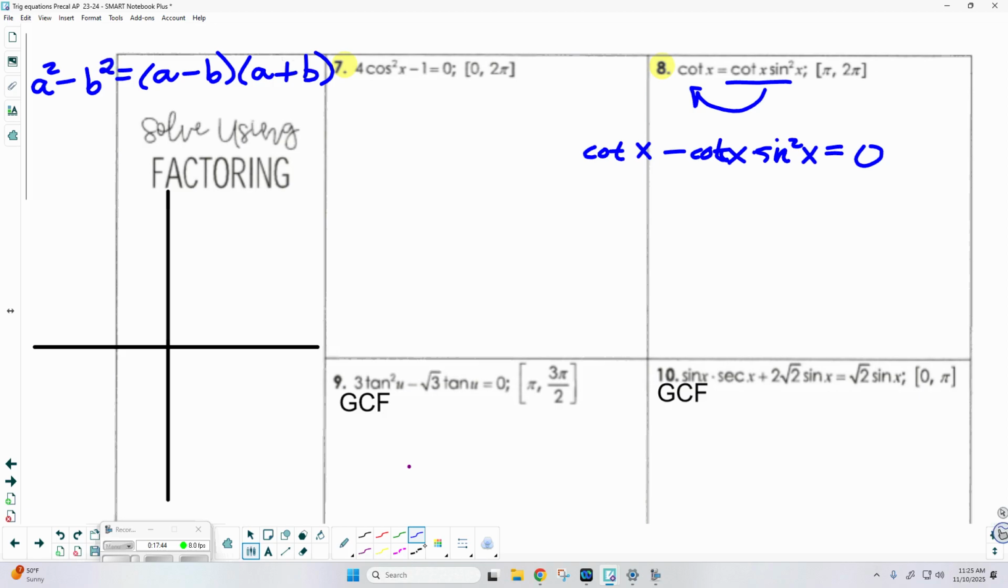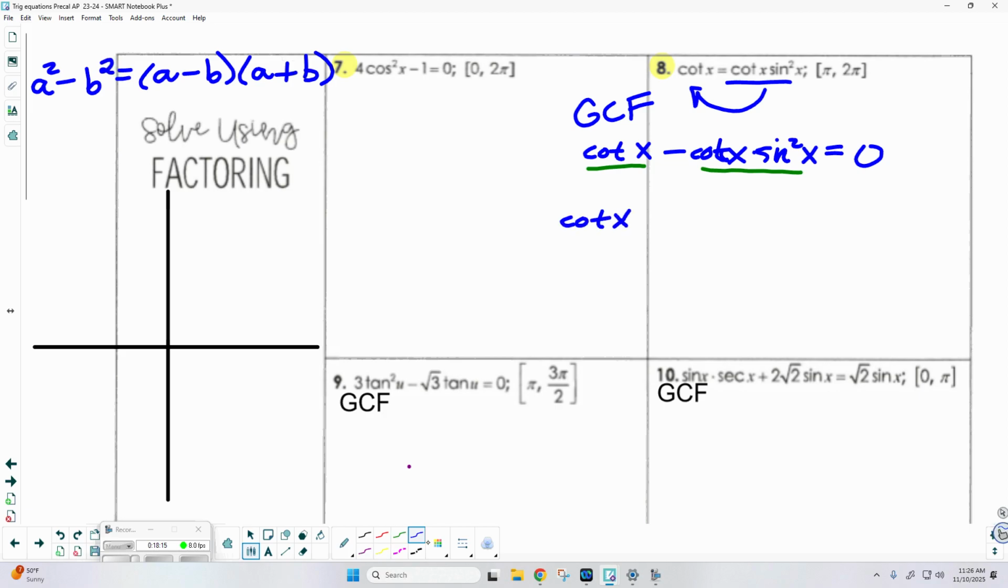Anybody think they know what kind of factoring I'm going to do here? It's got 3 letters to it. What's the first thing you always look for? Greatest common factor. So this one right here, you're going to factor using a GCF. See, this is a binomial expression. This is one term. This is the second term. What does each term share? Cotangent. So I'm going to factor that cotangent out.